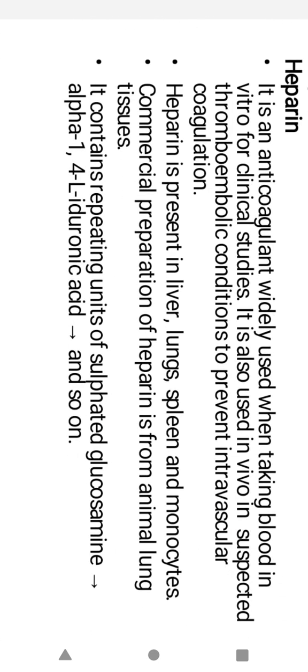Next we see about heparin. It is an anticoagulant widely used in laboratories, and used clinically when taking blood in vitro for clinical studies. It is also used in vivo in suspected thromboembolic conditions to prevent intravascular coagulation. Heparin is mostly present in the liver, lungs, spleen, and monocytes of our body. Commercially, it is prepared from animal lung tissues. It contains a repeating unit of sulfated glucosamine, alpha 1,4-L-iduronic acid, and so on.